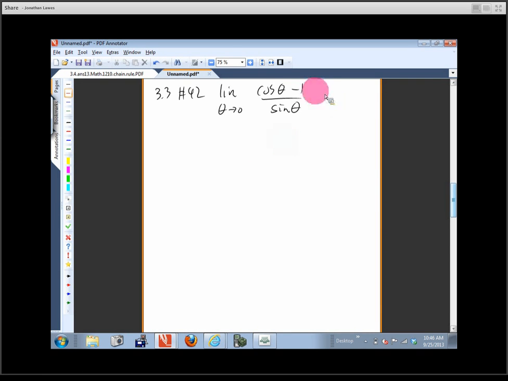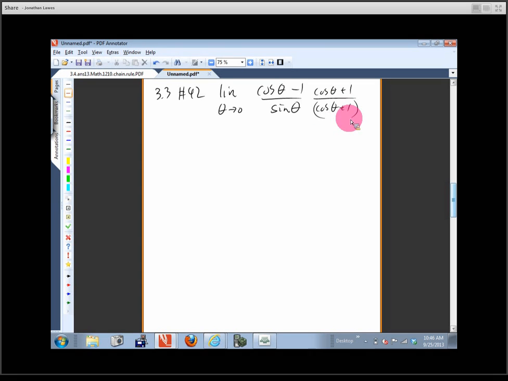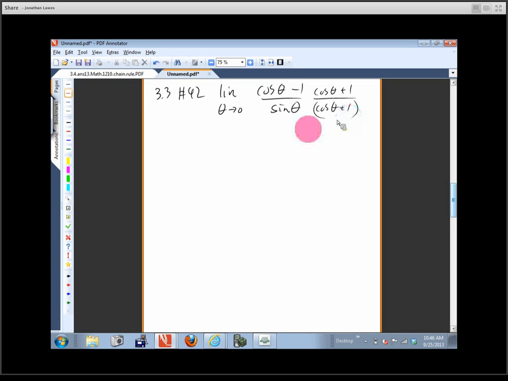Okay, we could try and multiply by the conjugate. That would be one thing that we could do. That would give us a cosine squared minus 1 in the numerator. So the top would be cosine squared theta minus 1, and the bottom, I'm going to leave it just in this format right here. So this is going to be cosine of theta plus 1.